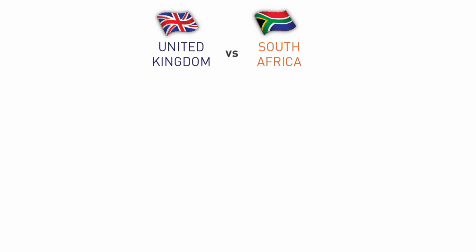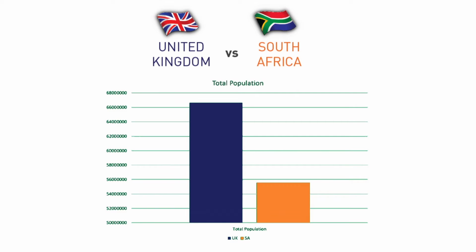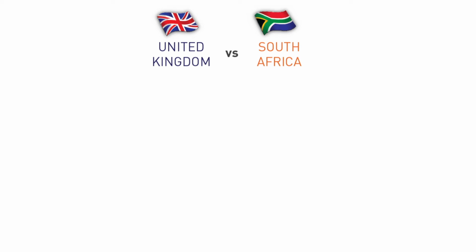The next stat that I want to bring to your attention is our population size. This graph doesn't really do it justice, but we've got a population of 55 million, where the United Kingdom has 66 million. If you think about it, they're in a smaller piece of land with a higher population. That's an interesting context to take into consideration if you were to compare the United Kingdom and South Africa.